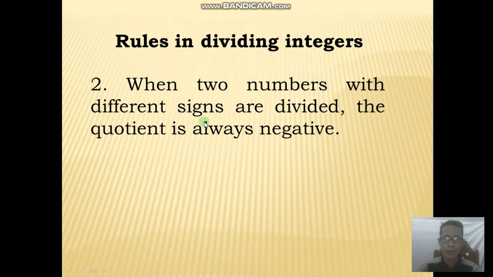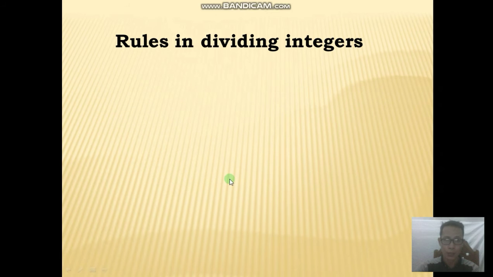When two numbers with different signs are divided, meaning magkaiba yung sign, the quotient is always negative. So this is our guide: if one is positive and the other is negative, the quotient is always negative. Pag binaliktad natin, one is negative and the other one is positive, still the quotient is negative. Parehas lang po ng rule ng multiplication.